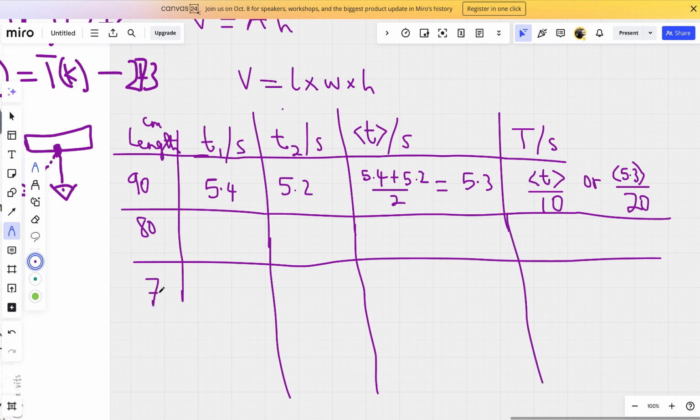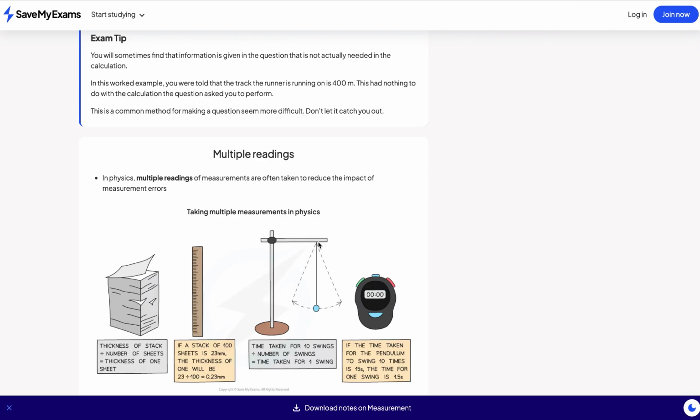The next length may be 70 centimeters, and then you write whatever value you get for your T1. If you reduce the length of the thread, this is what I mean by the length of the thread. This one. You keep changing this length. Maybe first time 90 centimeters, then you oscillate. Second time 80 centimeters, you oscillate. You record T1, T2. Third time, you change to 70 centimeters, you oscillate.